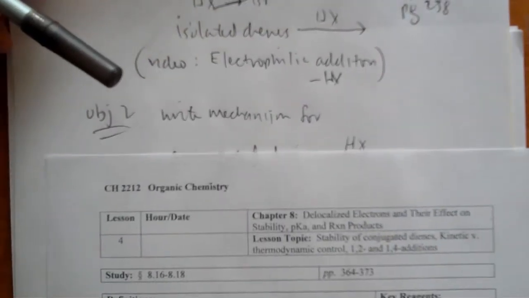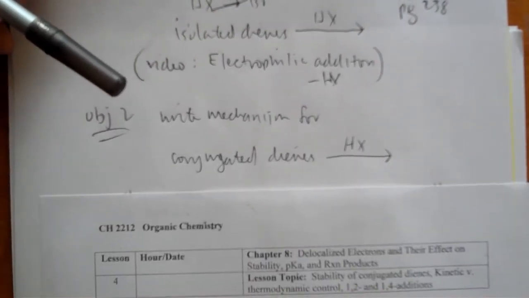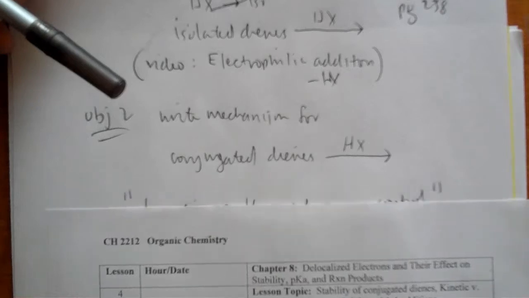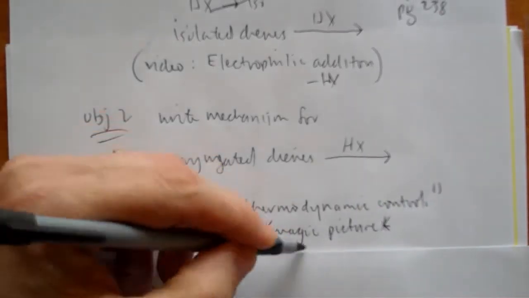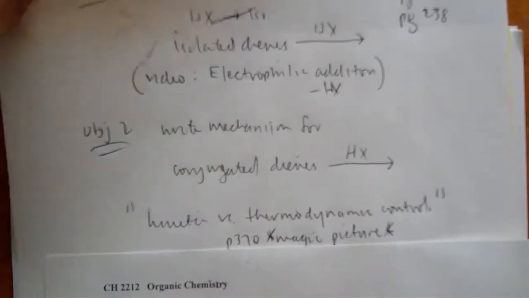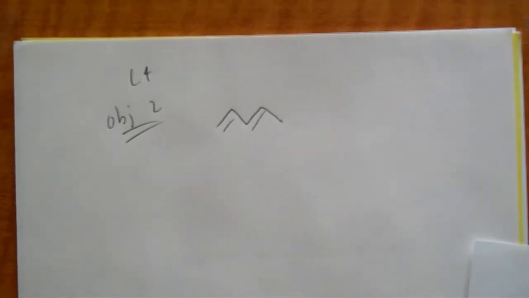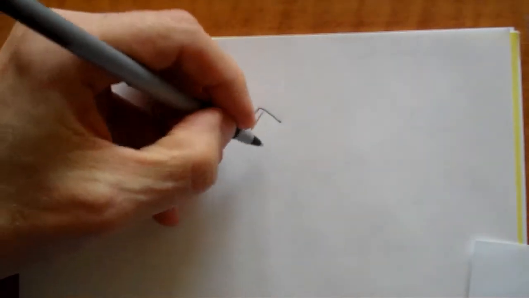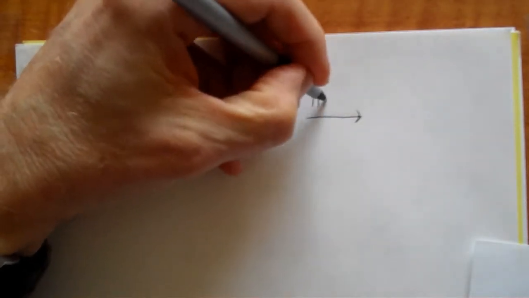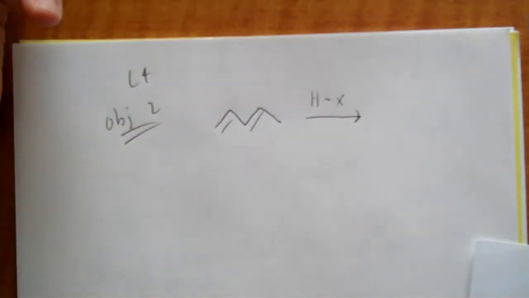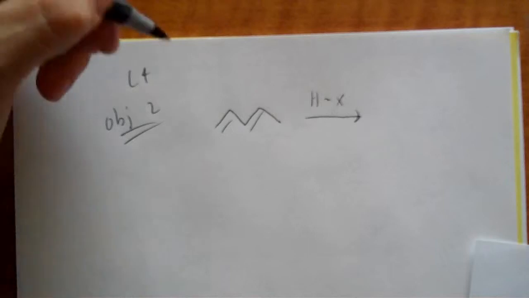But this one's the big one. Objective 2, write the conjugated diene HX mechanism, and we're going to see. I haven't said anything about this yet, but hopefully you've already read the book on that. All right, so let's talk about that. You're going to see some magic. This is, in my opinion, one of the best looking, one of the coolest mechanisms that we'll do all semester. So let's take this and talk about the electrophilic addition to a conjugated diene.